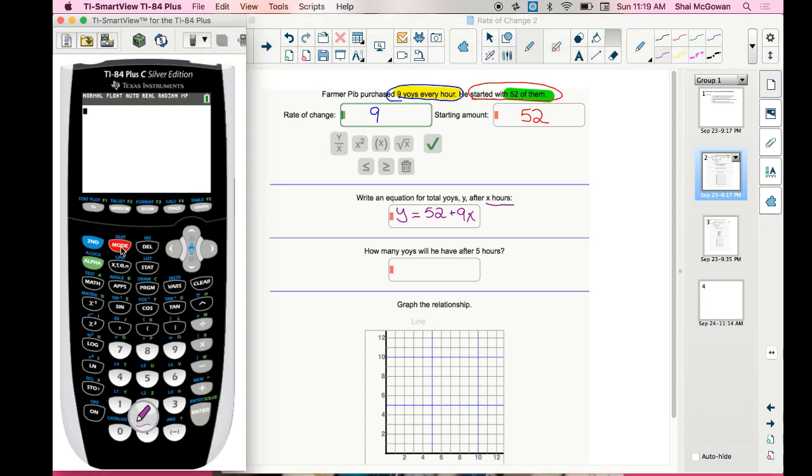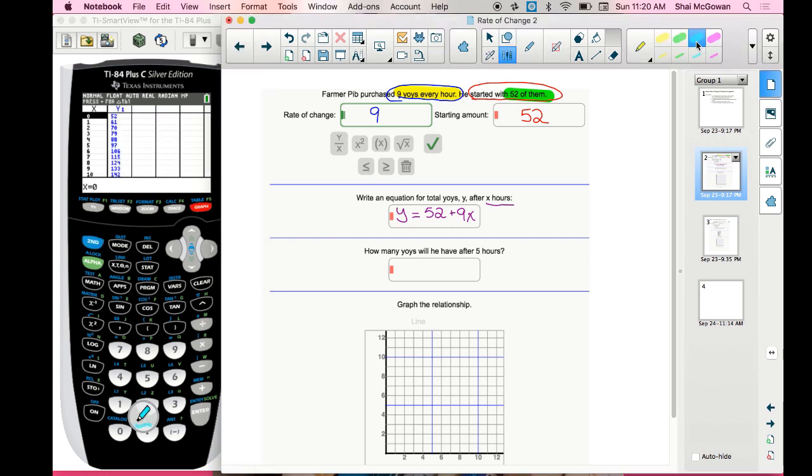Okay, so now I'm going to go back to my calculator. You're going to go into y equals, and you're going to type this equation, 52 plus 9x. So 52 plus 9, and remember your x is here. X, it's exactly what you see over here. Then I'm going to go to the table because I need to find out what it is after 5. So I'm going to press second table, and that brings up my table. We want to know how many yoys after 5 hours.